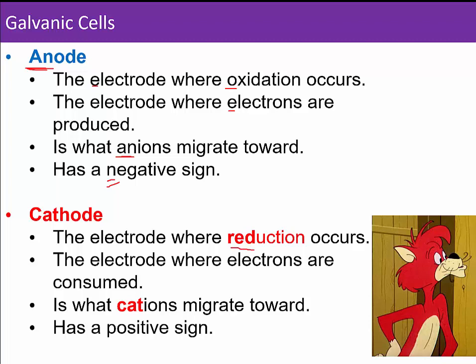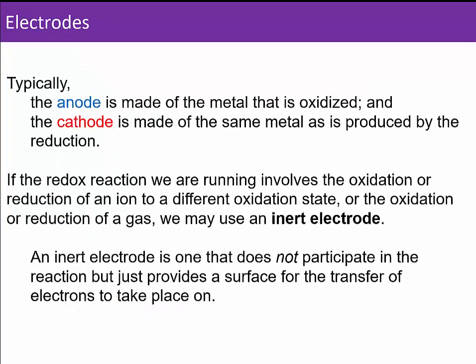It's the electrode where the electrons are consumed at the cathode, right? The cathode is the one that is getting larger over time, right? It's going to be the fat cat. So think about that. It's like fat cat. The cathode gets fatter, right? It is where the cations migrate towards, right? Cations move towards the cathode, and they all have that plus sign in there. It has a positive sign, right? So there is our red cat, right? Red cat. Cathode is red. And if you can remember red cat, anode's going to be the other one.